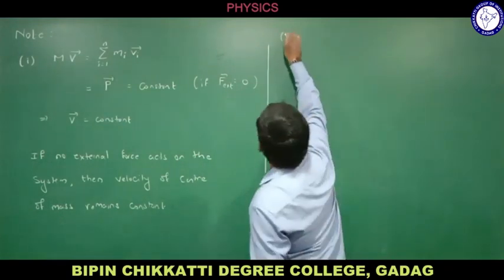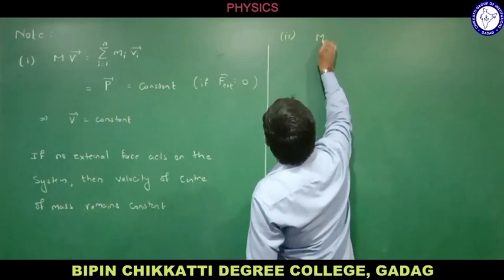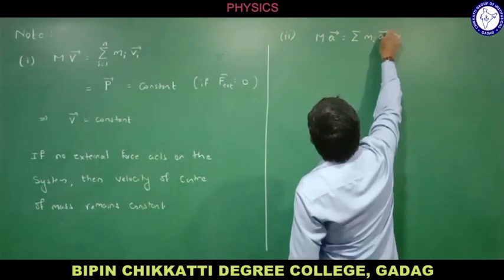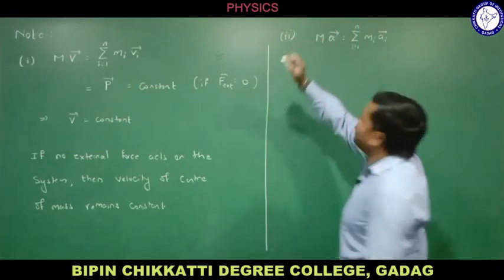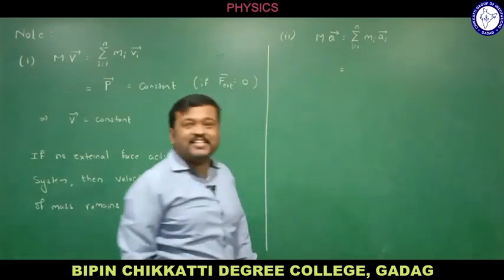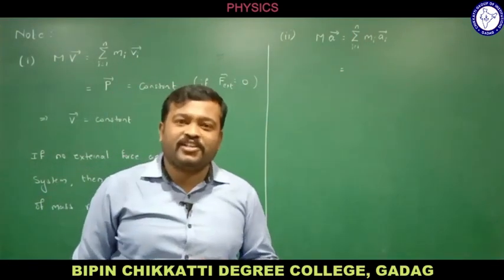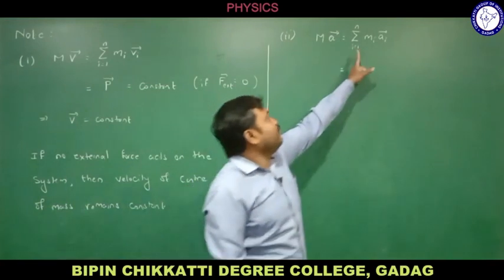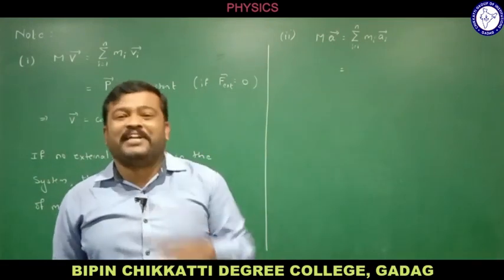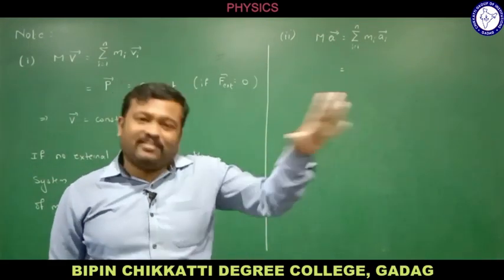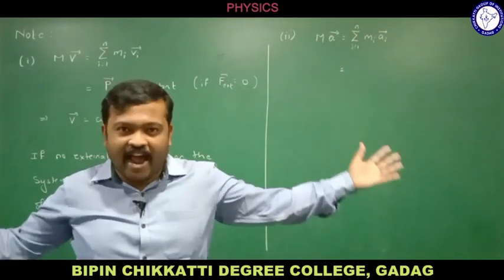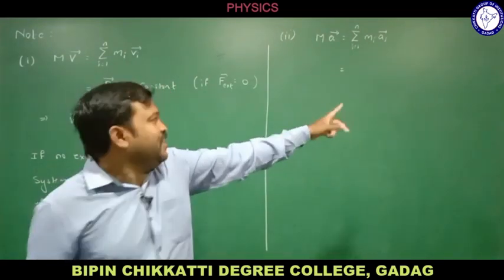What about the acceleration, right? Second one. Acceleration, we know how we got it: A vector is equal to the summation of m_i a_i vector, where i goes from 1 to n, right? Now, what does the product of mass and acceleration give? Nothing but force, right? This is nothing but the sum of forces which act on all the particles. The force on the first particle can be written as m1 a1 vector, on the second particle m2 a2 vector, on the nth particle mn an vector. If we add that, it is nothing but the total net force acting on the system, right?